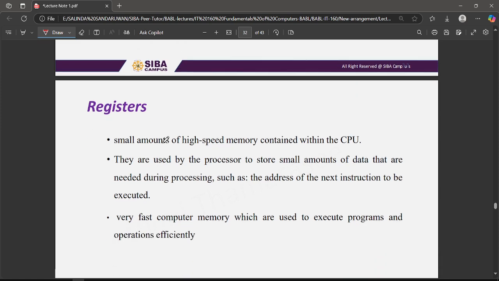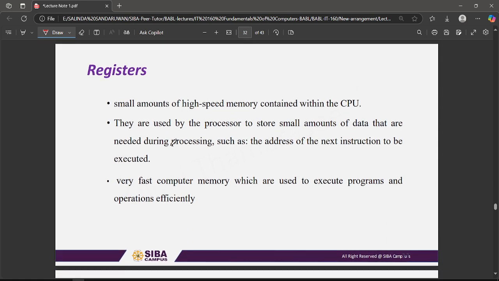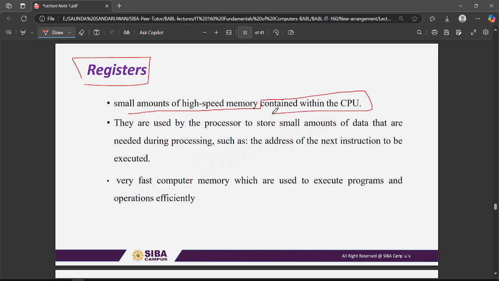Right. Now we'll talk about the registers. What are these registers? The registers are the small amounts of high speed memory contained within the computer. It means like this. So think about something like this.